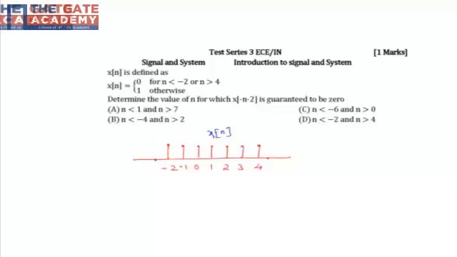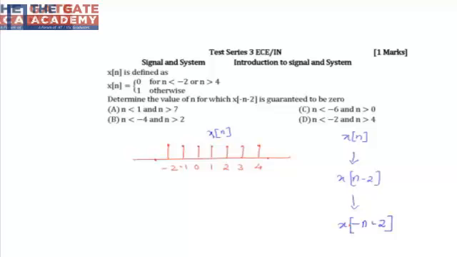Fine. Now first of all we will plot x of n. From x of n we will go to x of n minus 2, that is delayed by 2 units, and next we will move to x of minus n. Let me rewrite this: minus n minus 2, that is now time reversal.